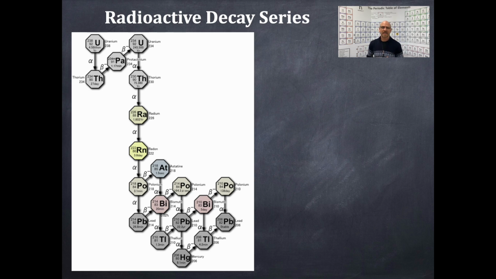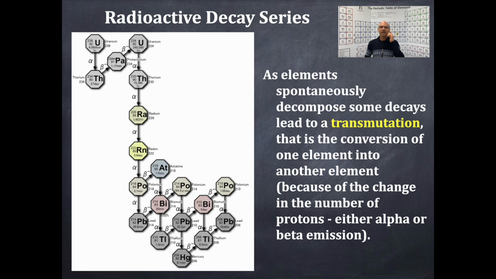All right, let's talk about the next one. It's a radioactive decay series. This is a decay series. It starts off with uranium-238, and it decays via a process. When elements decay, especially through alpha or beta decay, not gamma decay, the element changes because the atomic number changes. When one element changes into another element through alpha or beta decay, that's called transmutation.